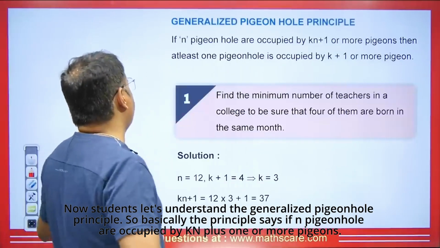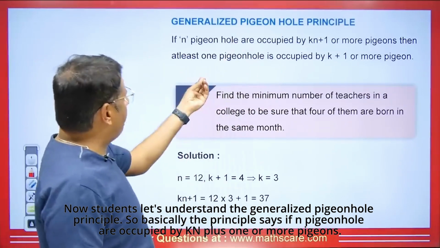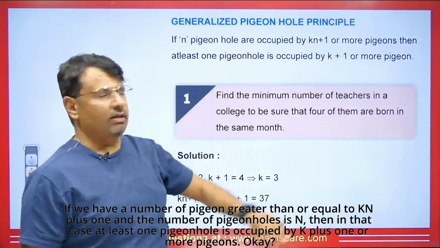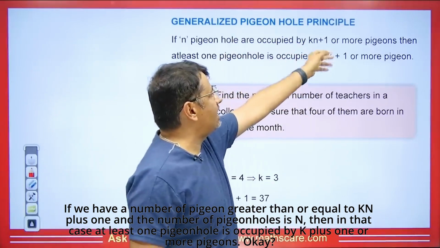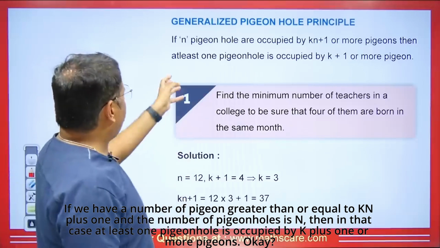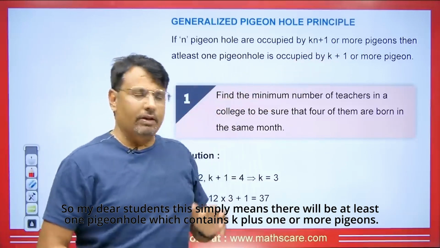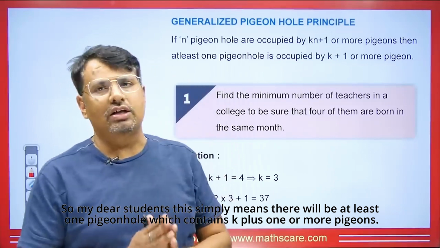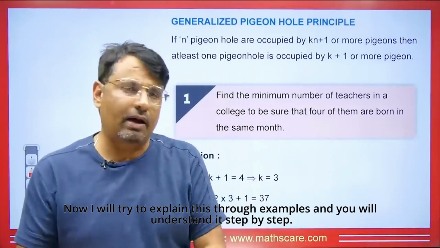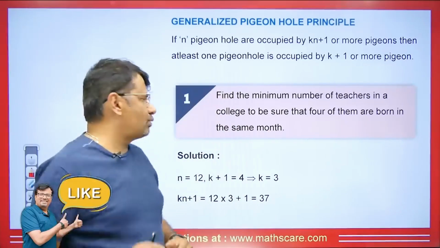Now students, let's understand the generalized Pigeonhole Principle. The principle says, if n pigeonholes are occupied by kn plus 1 or more pigeons, that is, the number of pigeons is greater than or equal to kn plus 1 and the number of pigeonholes is n, then at least one pigeonhole is occupied by k plus 1 or more pigeons. Now I will try to explain this through examples and you will understand it step by step.